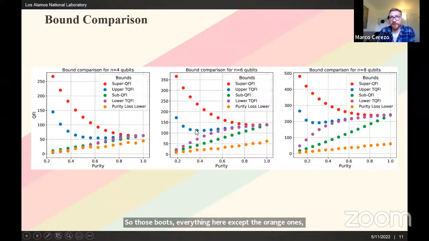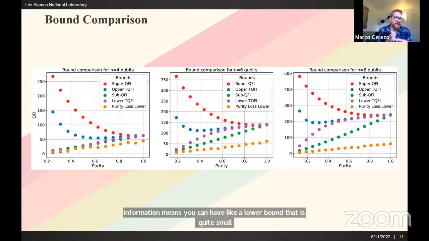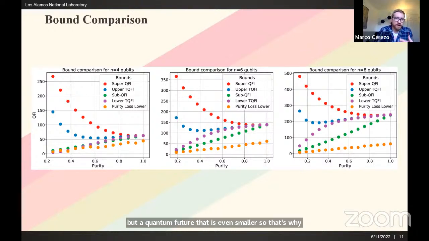But the thing about the upper bound is that we cannot use the upper bound for training because minimizing the lower bound doesn't really tell you anything about where the quantum feature information lives. You can have a lower bound that is quite small, but a quantum feature information that is even smaller. So that's why I was mainly focusing on the lower bounds. The upper bounds are actually used to give us an actual range, right? So you've minimized your lower bound and you're like, right, but where is my quantum feature information?